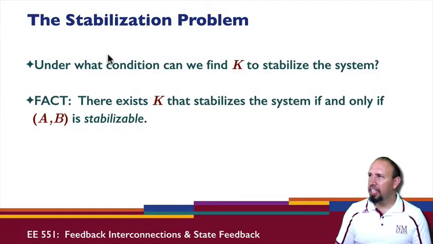So the stabilization problem: under what condition can we find a K to stabilize the system? Here's the fact. There exists K that stabilizes the system if and only if (A, B) is stabilizable. Basically, if it's stabilizable, there's a K that stabilizes it. I can use state feedback to stabilize it. That's cool, and this is one of the powers of state feedback, that it works where other types of control may not work.